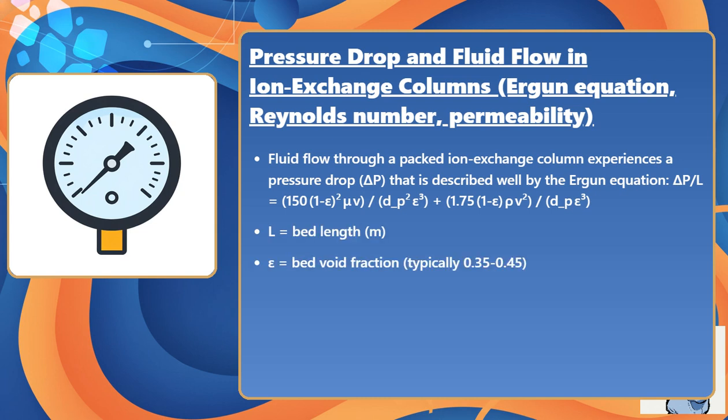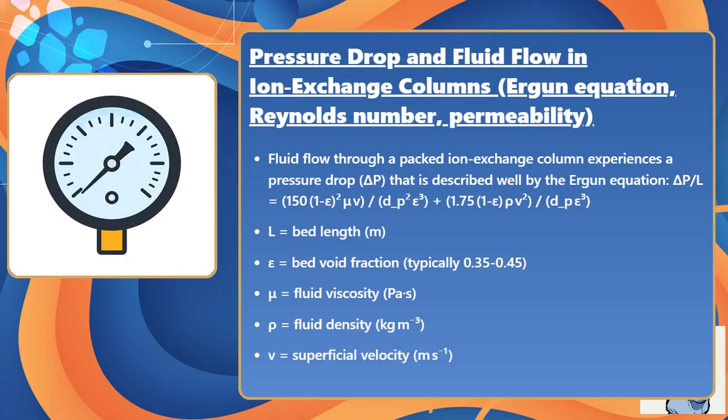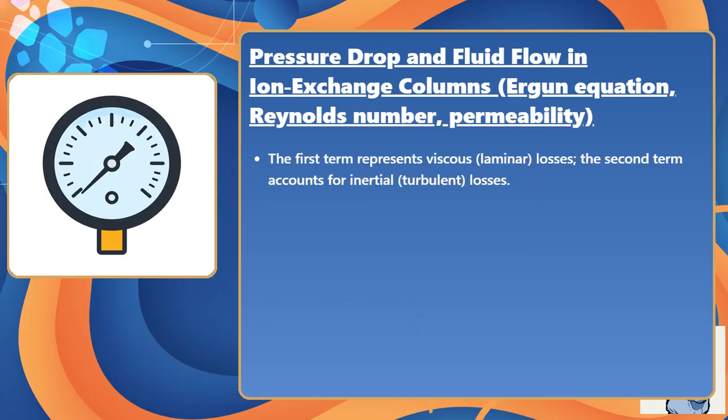Epsilon equals bed void fraction, typically 0.35 to 0.45. Mu equals fluid viscosity, pascal seconds. Rho equals fluid density, kilograms per cubic meter. V equals superficial velocity, meters per second. D sub P equals equivalent particle diameter, meters. The first term represents viscous laminar losses. The second term accounts for inertial turbulent losses.